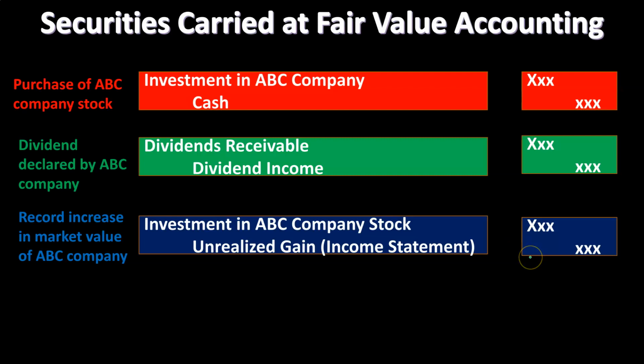And then the credit's going to go to the unrealized gain, and we're going to say it's on the income statement here. So the unrealized gain on the income statement. It's not realized because we haven't yet sold it. We haven't sold the gain. We're marking it up to fair value. And again, we do this with stocks.